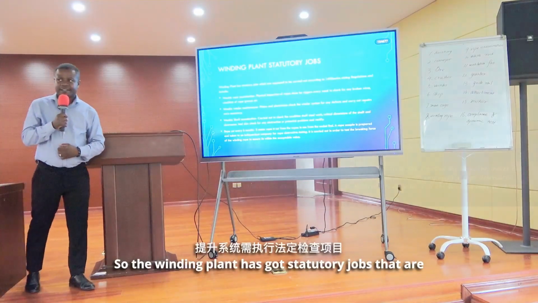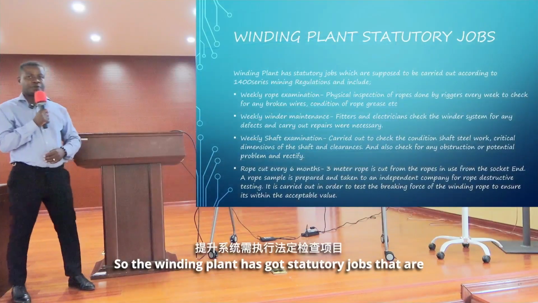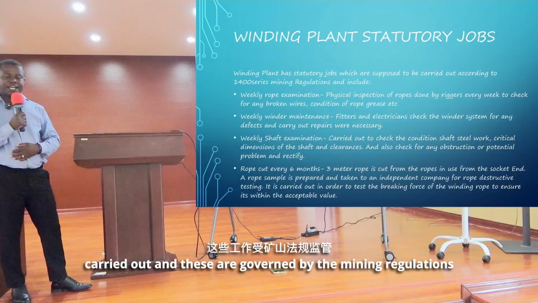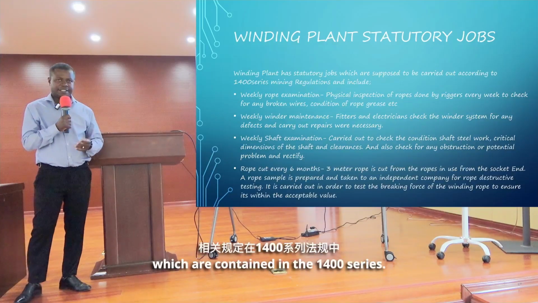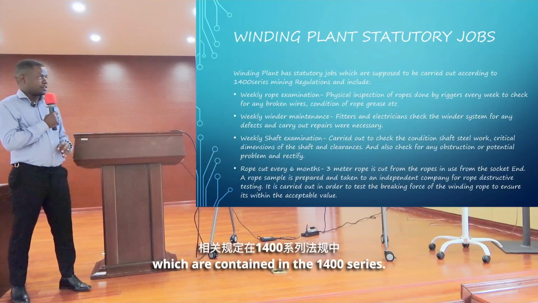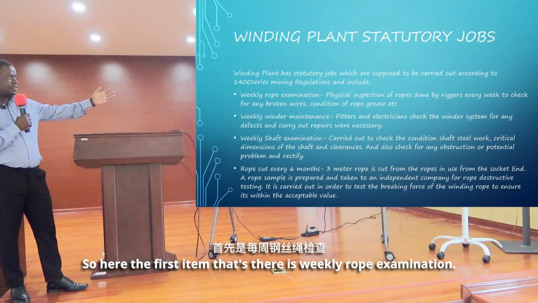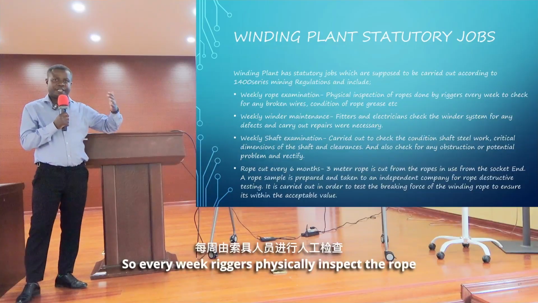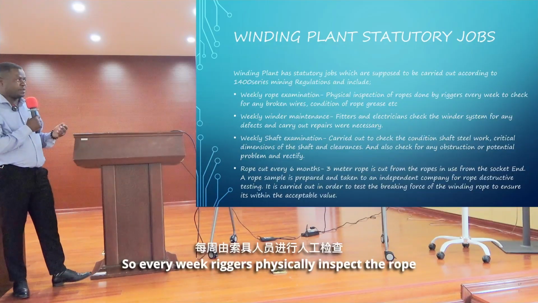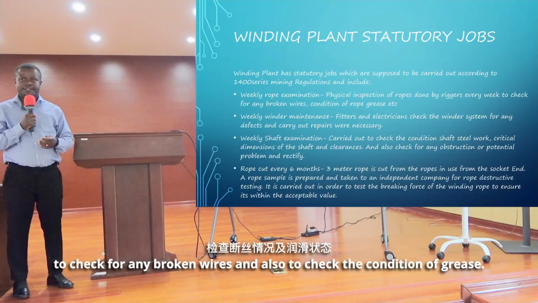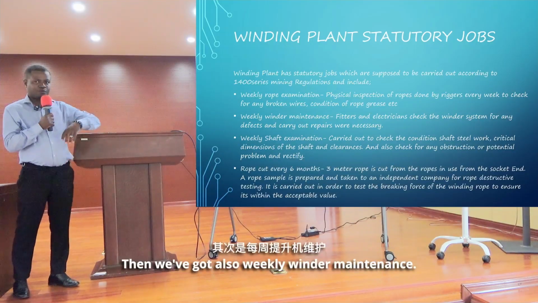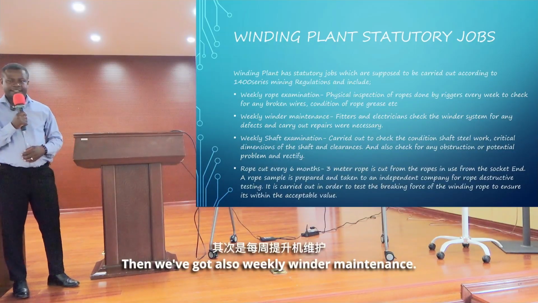So the winding plant has got statutory jobs that are carried out, and these are governed by the mining regulations, which are contained in the 400 series. So here, the first item is weekly rope examination. Every week, riggers physically inspect the rope to check for any broken wires and also to check the condition of the grease. Then we've also got weekly winder maintenance.